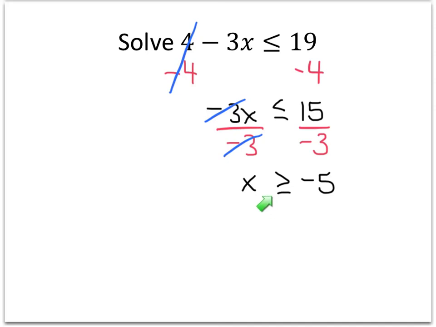So this inequality right here is greater than or equal to because we divided both sides by this number, negative 3. But once we realize that, we see that we have our final answer, x greater than or equal to negative 5.